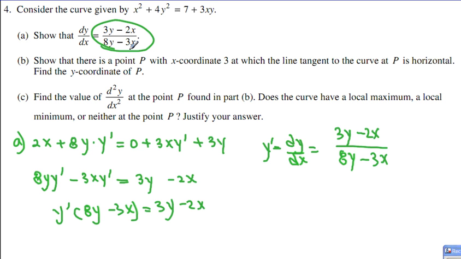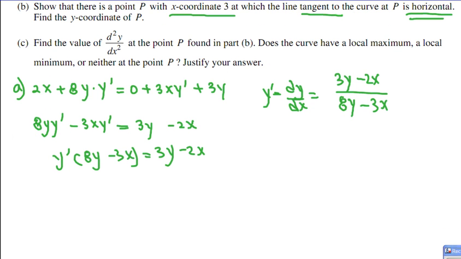Alright, number B. Show that there is a point P with x coordinate 3, at which the line tangent to the curve is horizontal. Tangent is horizontal, that means the slope is equal to 0. Now, how can we find that? So B, horizontal implies y prime is equal to 0. That means 3y minus 2x over 8y minus 3x has to be equal to 0.